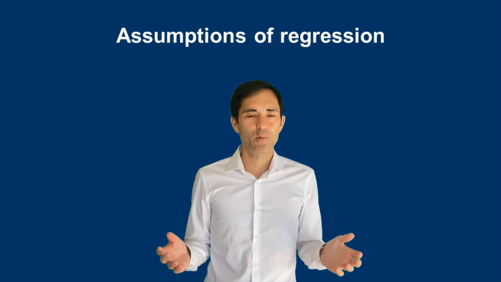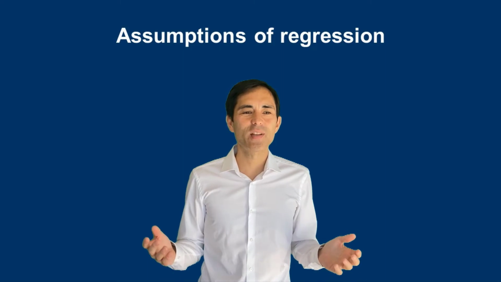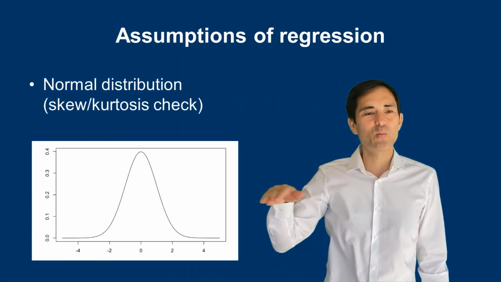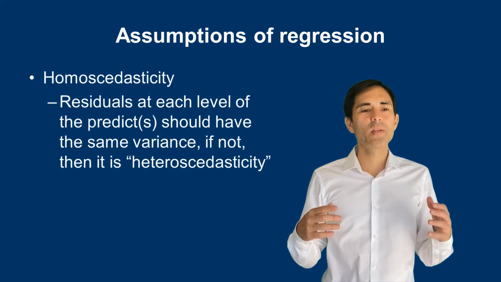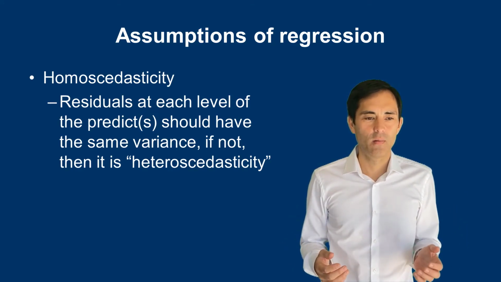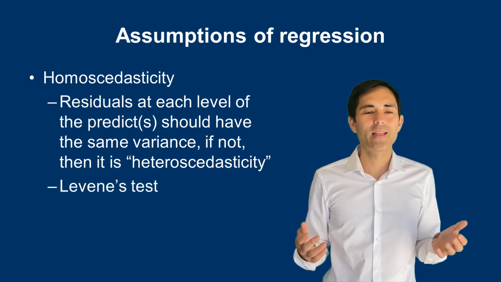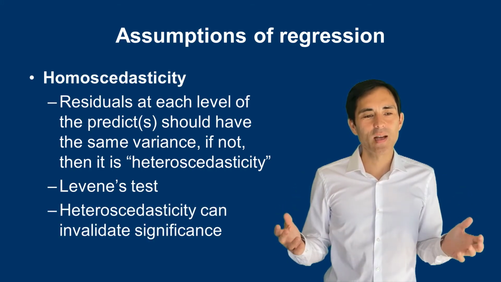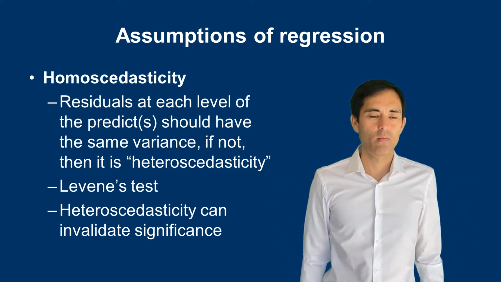There are certain assumptions of regression analysis that need to be met so that we can trust the results. One is normal distribution. The data should be normally distributed. Another one would be homoscedasticity. That means residuals at each level of the predictor should have the same variance. There's a test that you can run, Levene's test, for homoscedasticity. If you fail to meet this assumption, this can invalidate the test results.